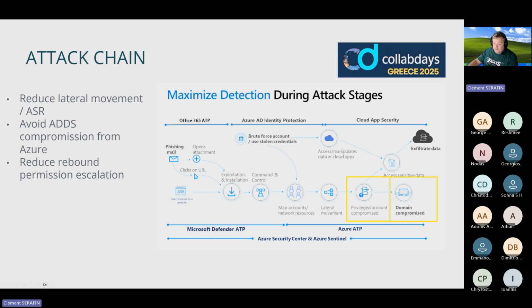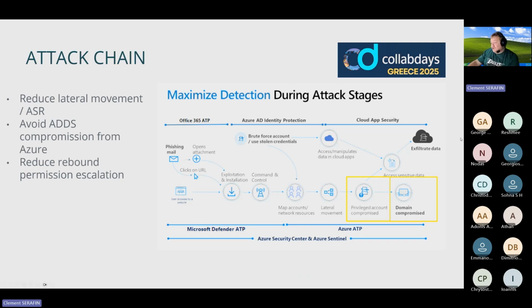The second one is the classic phishing mail, where you click it and it will run an exploit. And the last one is brute force or stolen credentials. So maybe you have lost your password and they will exploit it. At the end, it all finishes with lateral movement and trying to compromise the privileged account and compromise your domain.